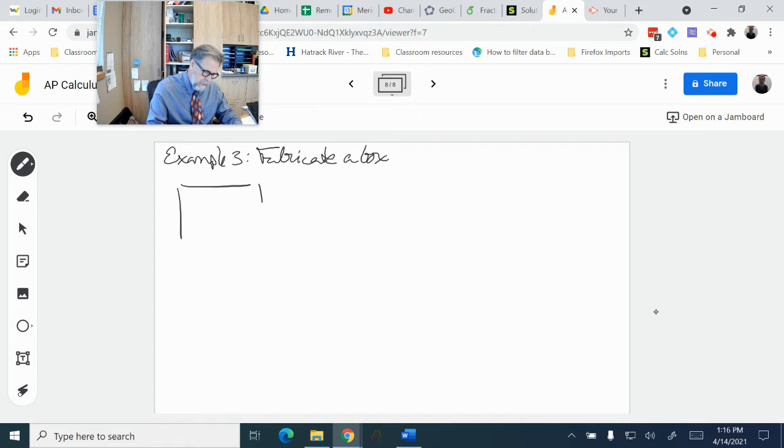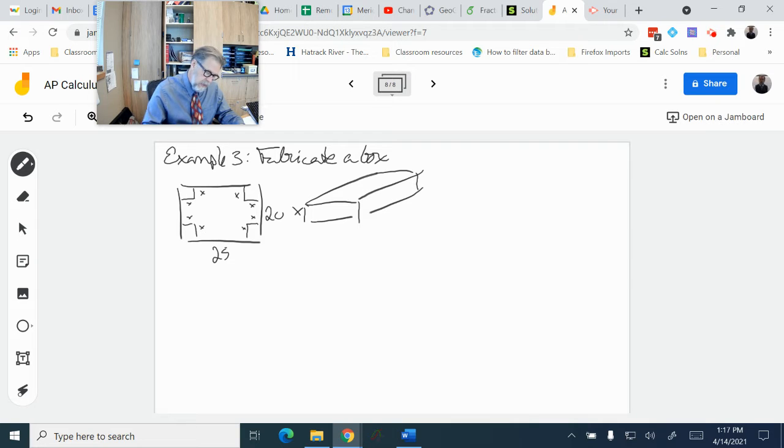We're going to take a piece of steel, cardboard, whatever, and we're going to cut corners out. And the corners are going to be x by x. The sheet of metal started out as a 25 by 20. And the question is, how can I maximize the volume of this box? Well, here's what we know.